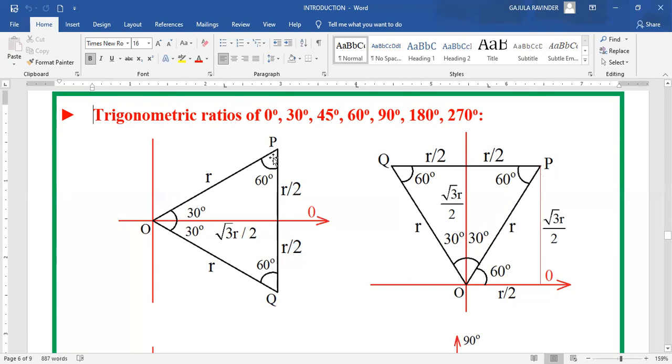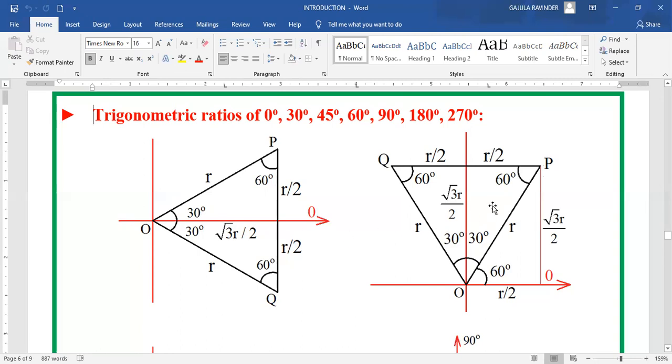Now, dear friends, you can also take all the ratios of 60 degrees from this triangle itself, where this is the opposite side to 60 degrees and this is the adjacent side to 60 degrees, whereas this is the adjacent side to 30 degrees and this is the opposite side to 30 degrees. From this triangle itself, you can find the ratios of both 30 degrees and 60 degrees.